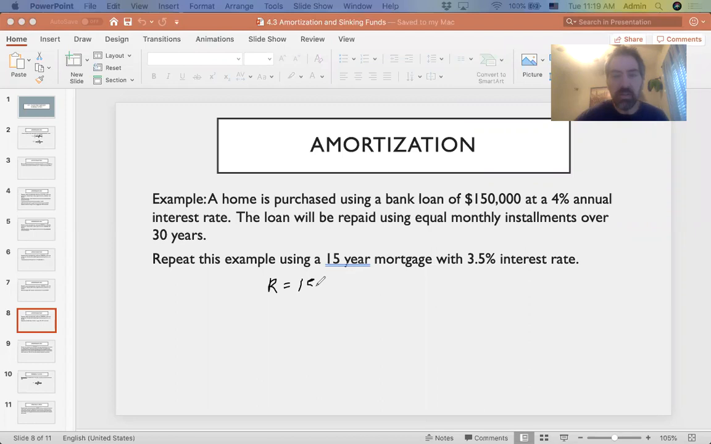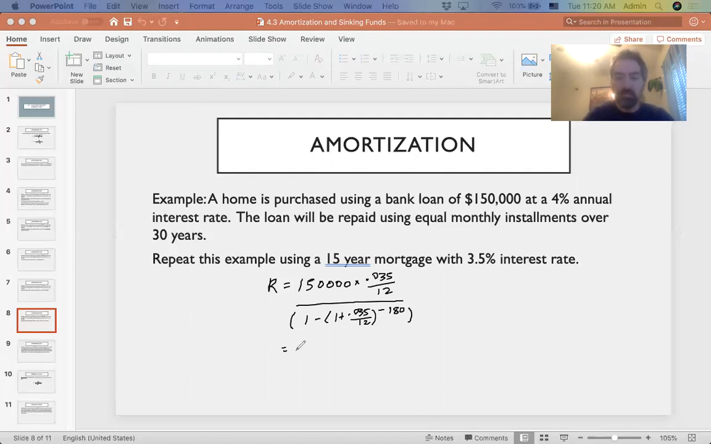The loan is $150,000 times the interest rate of 0.035 divided by 12, divided by 1 minus 1 plus 0.035 over 12 raised to the negative m times t. It's only a 15-year loan. 15 times 12 is 180. So we only have 180 payments to make.